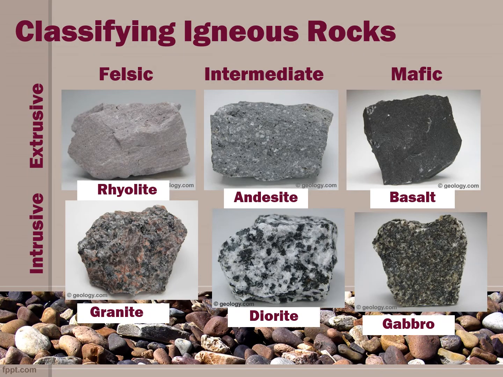Ayan po ang examples ng ating igneous rocks. Your felsic extrusive is rhyolite. Intermediate extrusive is andesite. Your mafic extrusive is basalt. Your felsic intrusive is granite. Your intermediate intrusive is diorite. And mafic intrusive is gabbro. When we say intermediate, we talk about yung gitna ng ating felsic and mafic. Mga in-betweens po ng ating felsic and mafic. Okay.